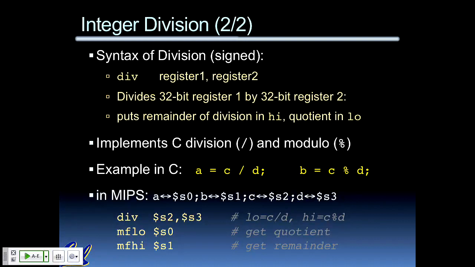And so again, you start off with a divide, and it starts off with two registers, divides one register by the other, puts the remainder in high and the quotient in low. So these implement the C division and modulo operators. This is actually how it turns into machine code.